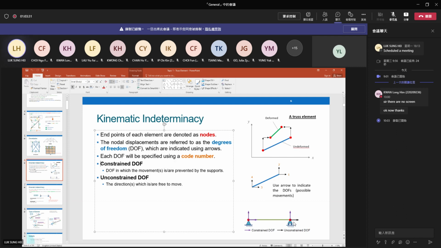We have to identify which degrees of freedom are constrained and which are unconstrained, because this will affect how you set up the equations later. You can make the judgment based on the support conditions. Pin support, roller support, fixed end, very straightforward.